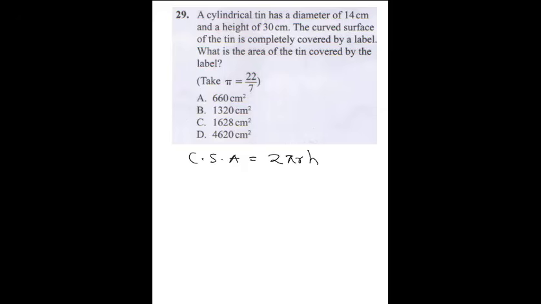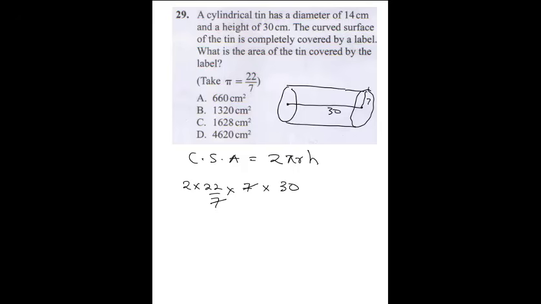Now, if you're to draw that cylinder, this is what the cylinder looks like. Now, because the diameter is 14, you know that the radius is 7. So this is the height. The height is 30. So this is going to be 2 times 22 over 7 times radius, which is 7, multiplied by the height of the cylinder, which is 30. So 7 is going to cancel 7. You have 2 times, that's 30 multiplied by 44.